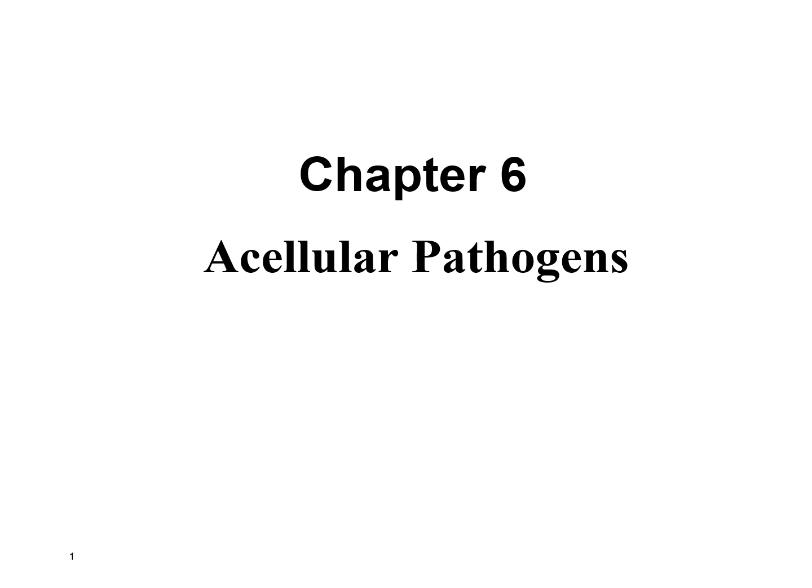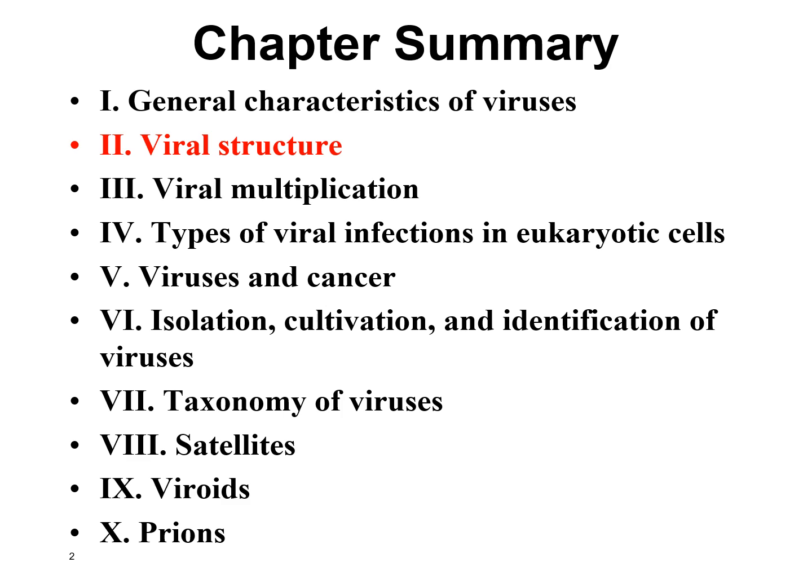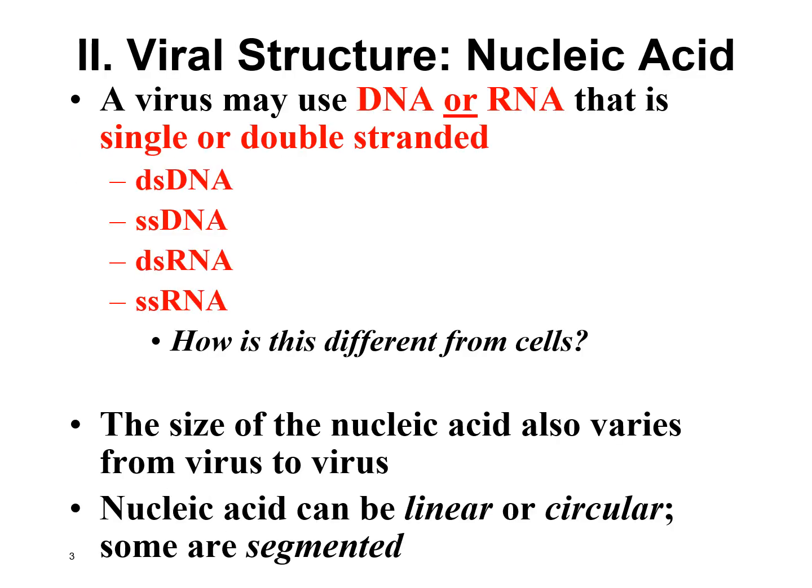In this short video, we're going to look at the structure of viruses. So remember that viruses are made out of two things, a nucleic acid and a protein coat called a capsid. With the nucleic acid of viruses, they could use either DNA or RNA as their genetic material. Some viruses use double-stranded DNA, others will use single-stranded DNA. Some use double-stranded RNA and others will use single-stranded RNA.